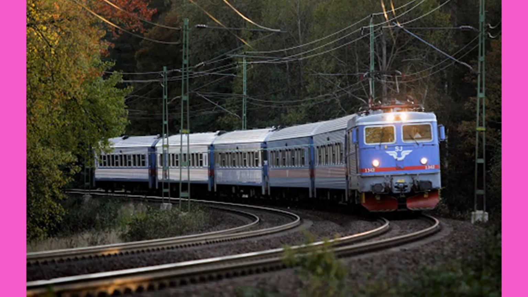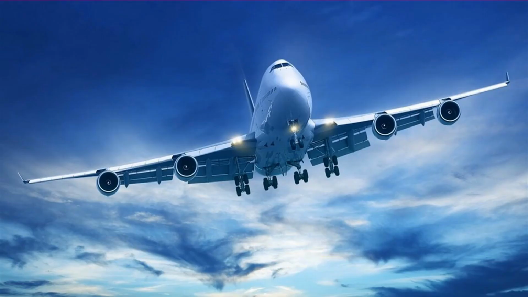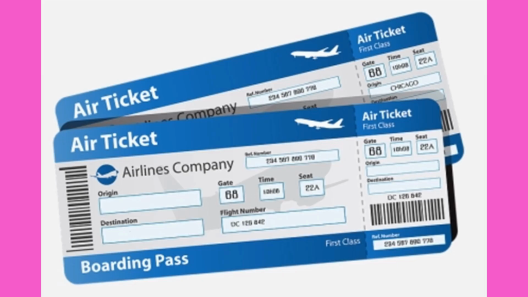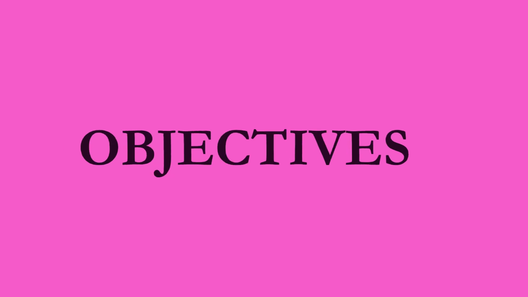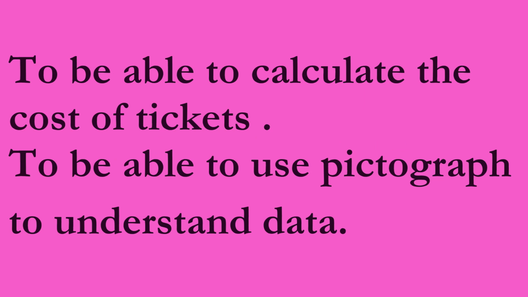In previous lessons, we have seen Riya's visit to Ujjain by train and to Mumbai by plane. For that, Riya's father booked tickets. Today, let's see how to calculate the cost of tickets. So, today's lesson is cost of tickets. Objectives: to be able to calculate the cost of tickets, to be able to use pictograph to understand data.